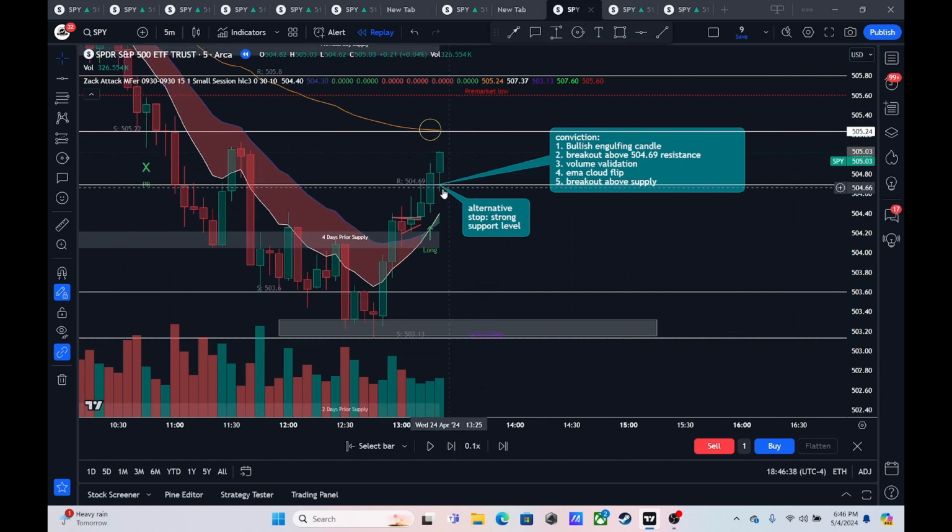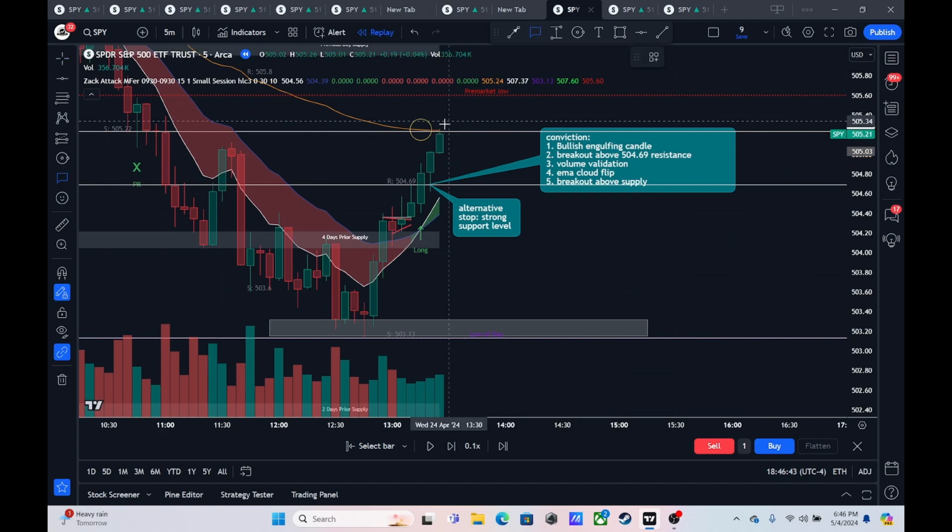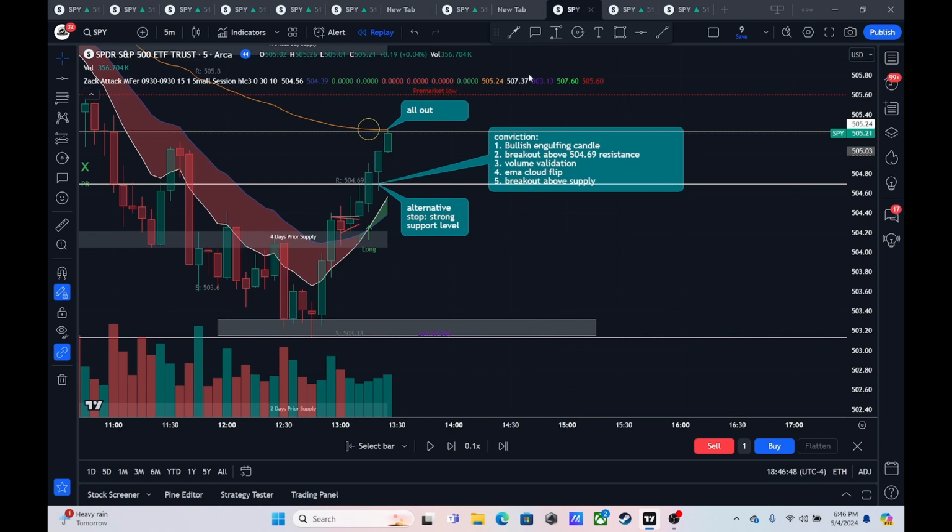Boom, retest that strong resistance flipped into support, that holds. You get this nice candle here on more volume, and then boom, we tap and we are all out. So that is an example of a good setup that you can use there.